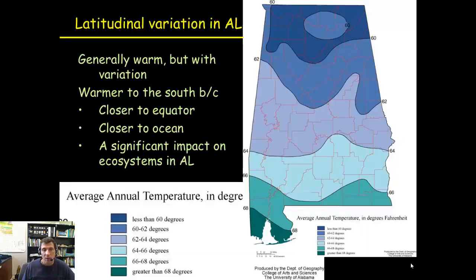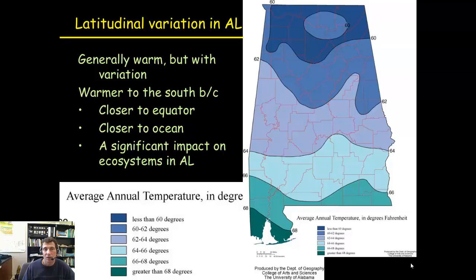Okay, so what about Alabama? Well, if you look at a latitudinal variation in Alabama, you see that areas to the south are a lot warmer than areas to the north. This is a map of average annual temperature in degrees Fahrenheit. And it might not seem like a lot. We're looking at between 68 and 70 degrees in South Alabama and below 60 degrees in North Alabama.